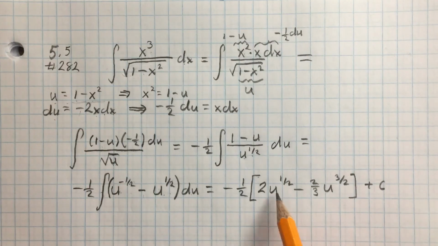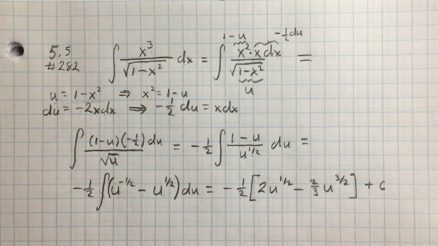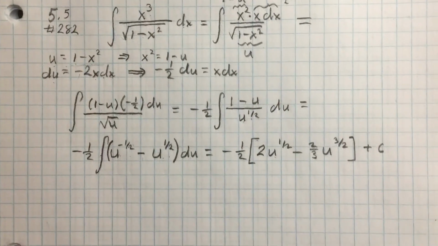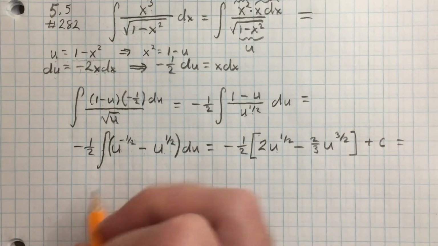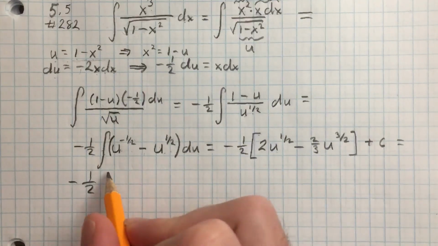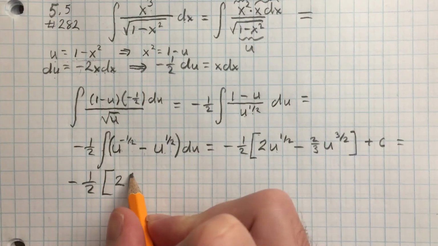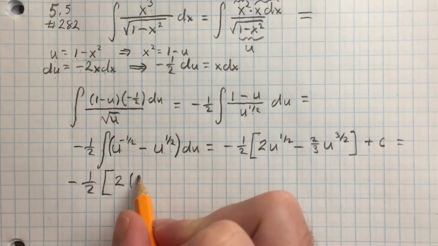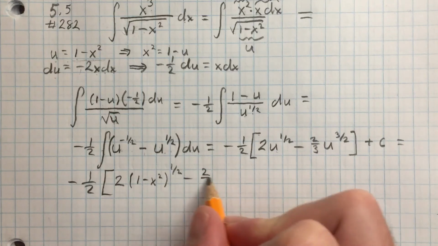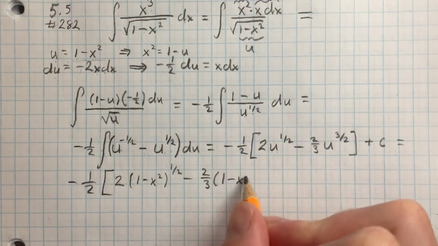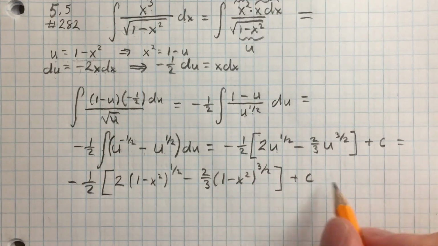All right, so we need to change everything back to x because it's our indefinite integral. Started in x, we need to end in x. So replacing with x again, the u's become 1 minus x squared, the original substitution. So we get negative 1/2 times 1 minus x squared to the 1/2. I'm just going to write it like that instead of writing a root. It's fine. It doesn't have to be a root symbol per se. 1/2 minus 2/3 times 1 minus x squared to the 3/2 plus c.